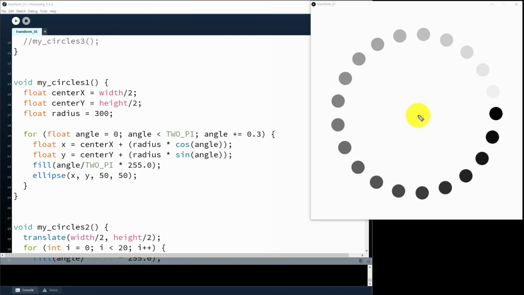So let's see, this is the center. I'm going to draw the line here, and draw the center here.